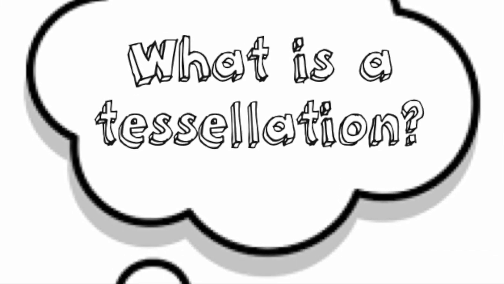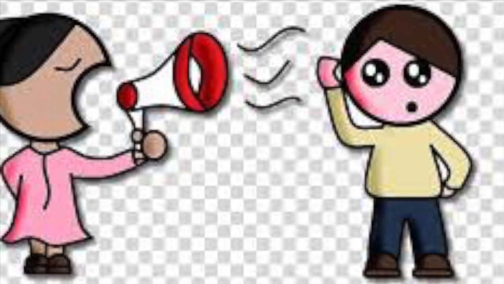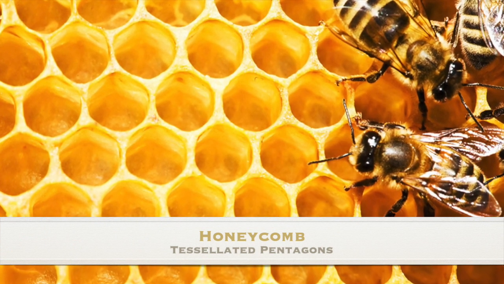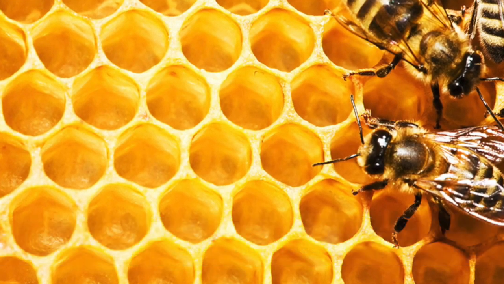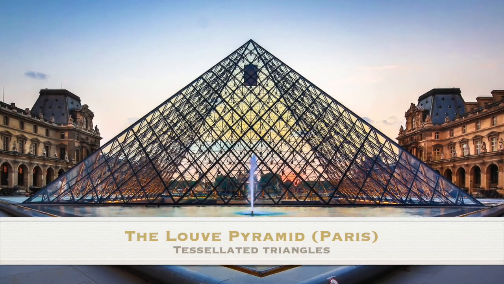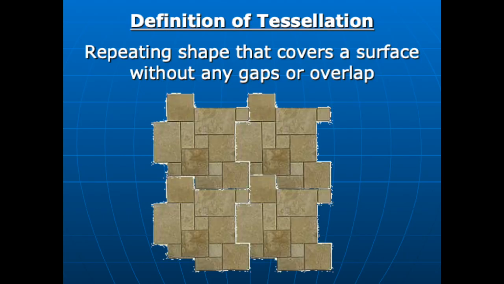What is a tessellation? It's not a word you hear every day and sounds like something complicated. In fact, tessellations are quite beautiful and can be as simple or complicated as you want. They can even be three-dimensional. A simple definition of a tessellation is a repeating shape that covers a surface without any gaps or overlap.